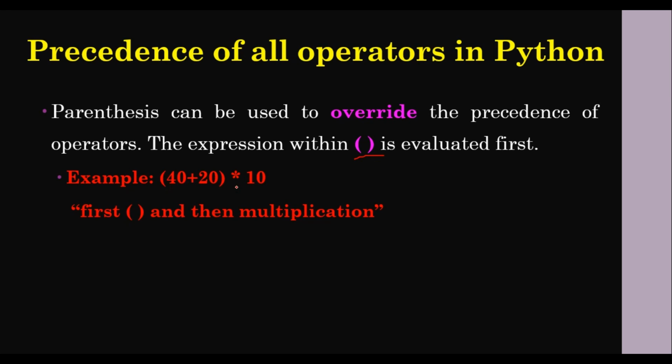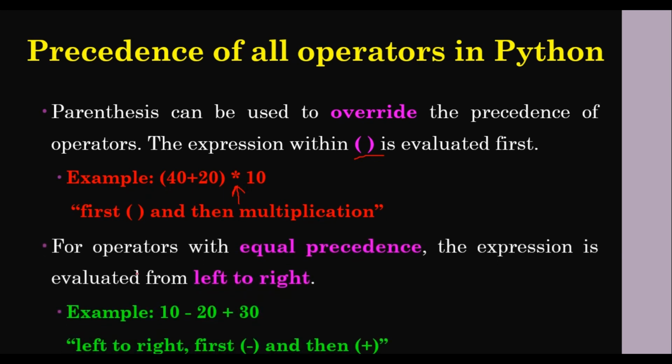For example, in Python the precedence is given to multiplication before addition. But if I write this value in parentheses, it will do the addition first, that is 40 plus 20 is 60, and then it will multiply with this 10 value. So our output will be 600. Therefore the first priority is given to the parentheses and then multiplication.